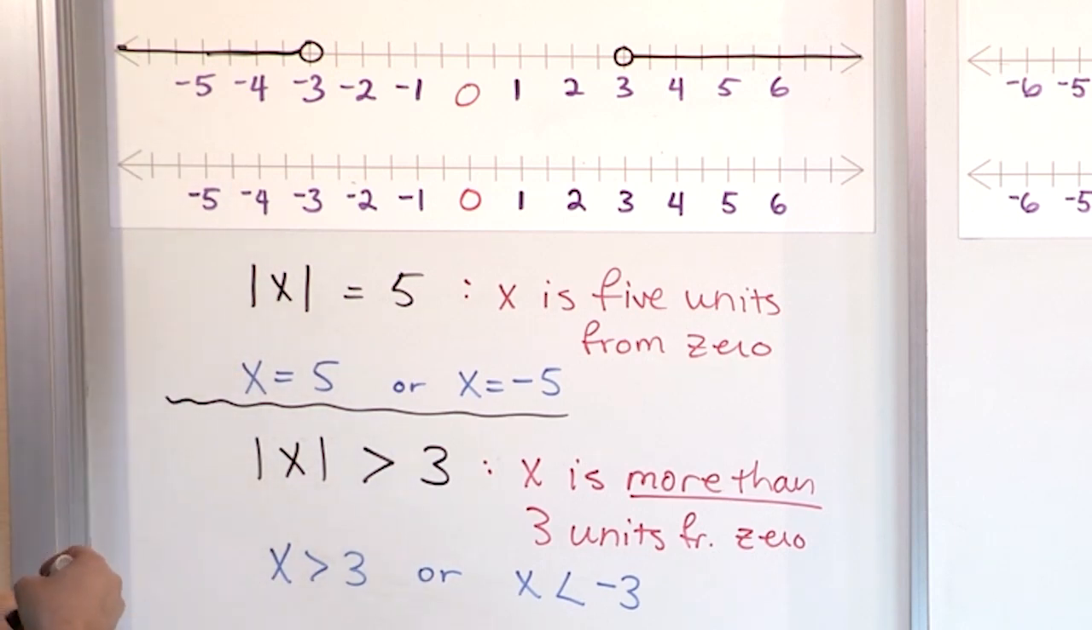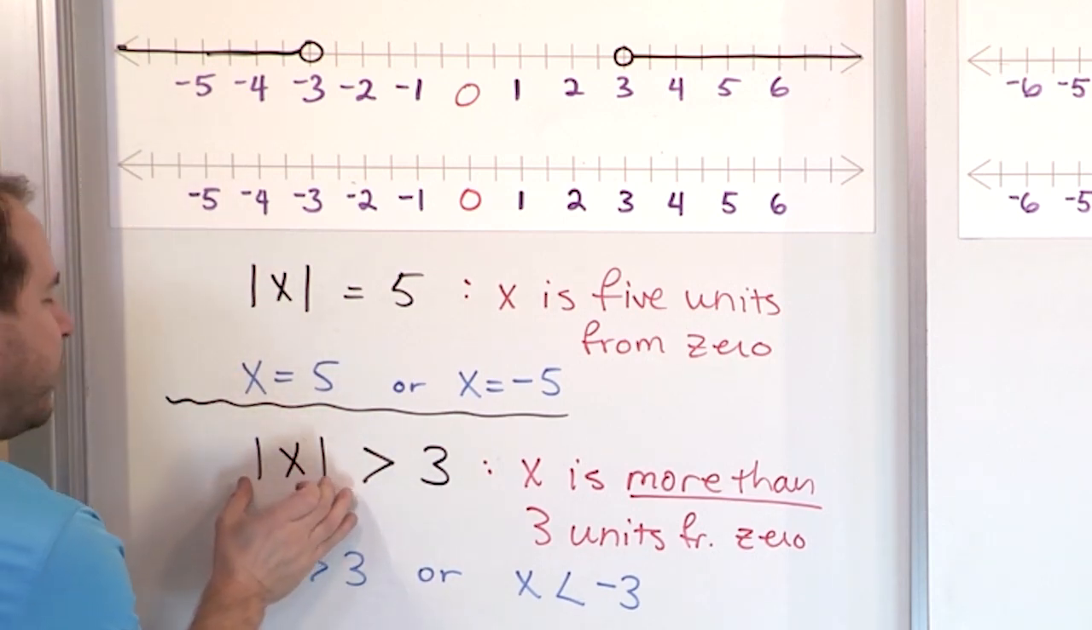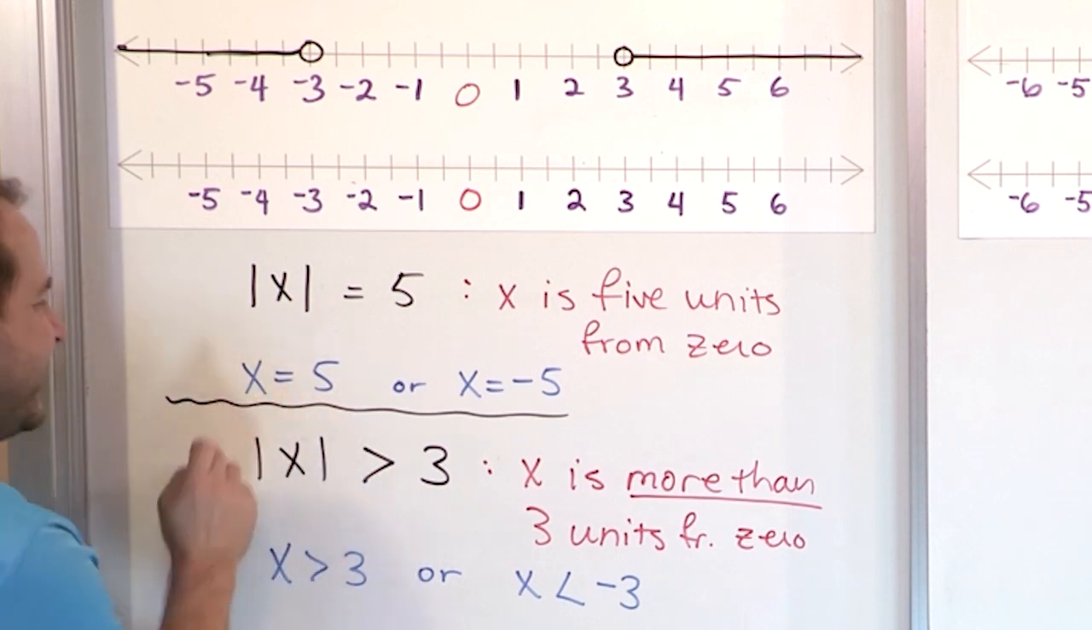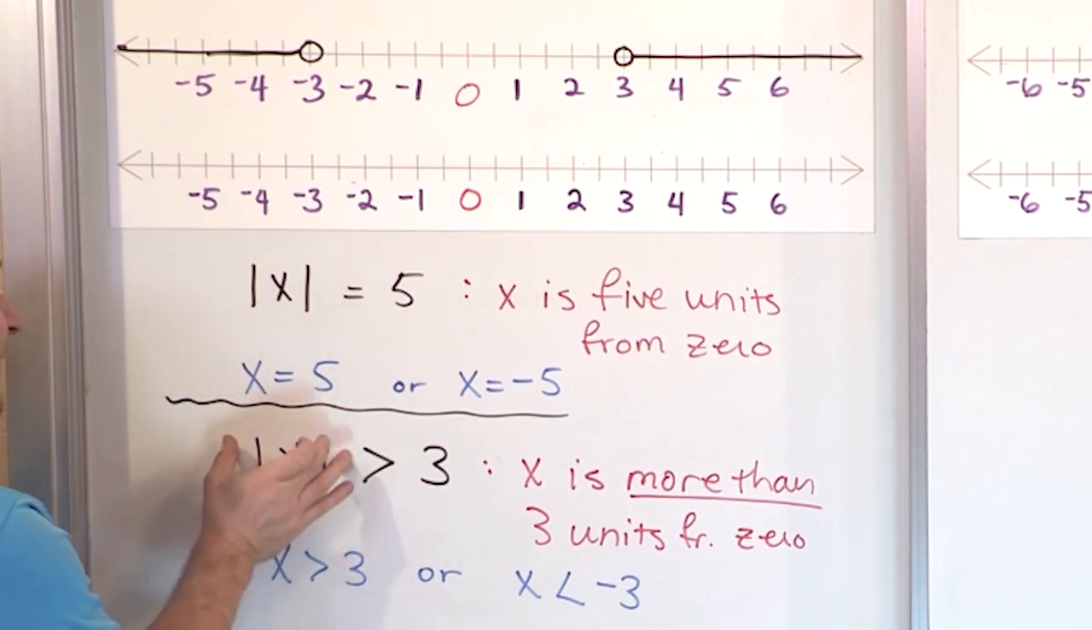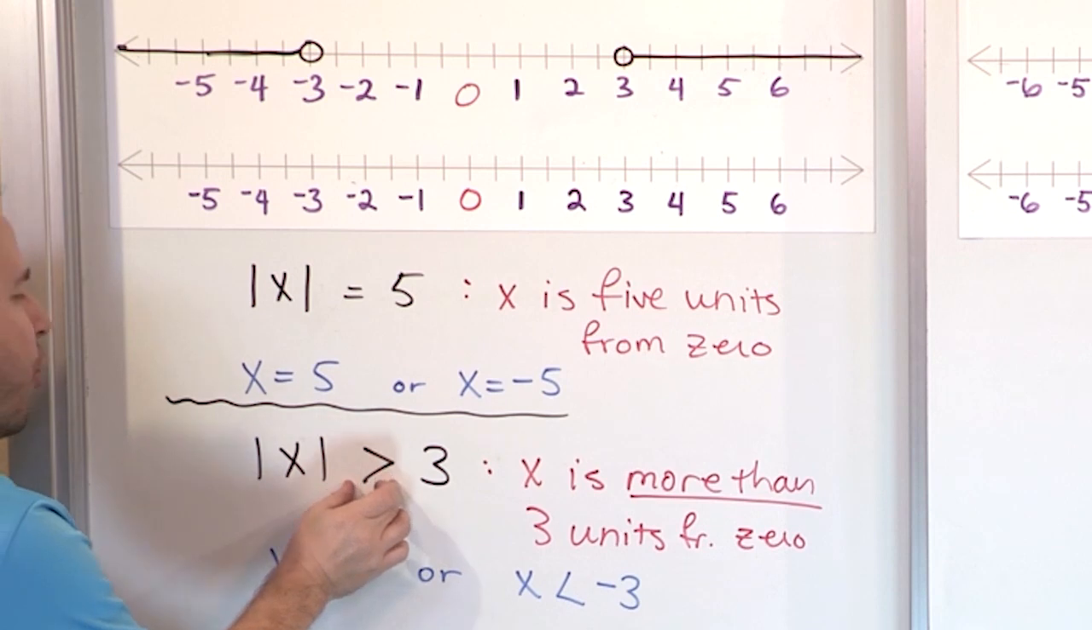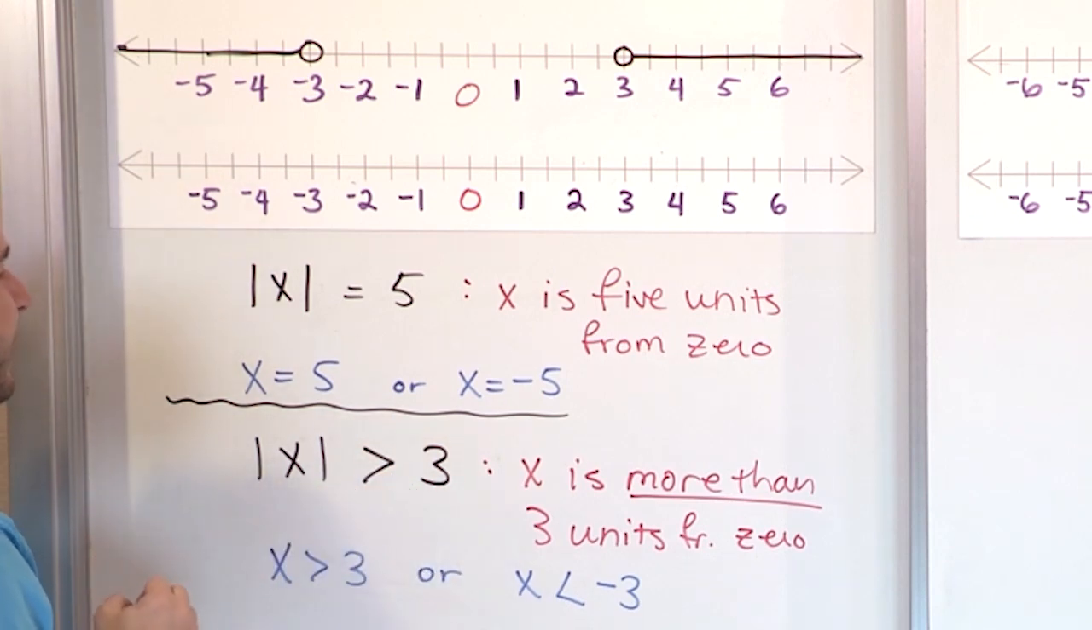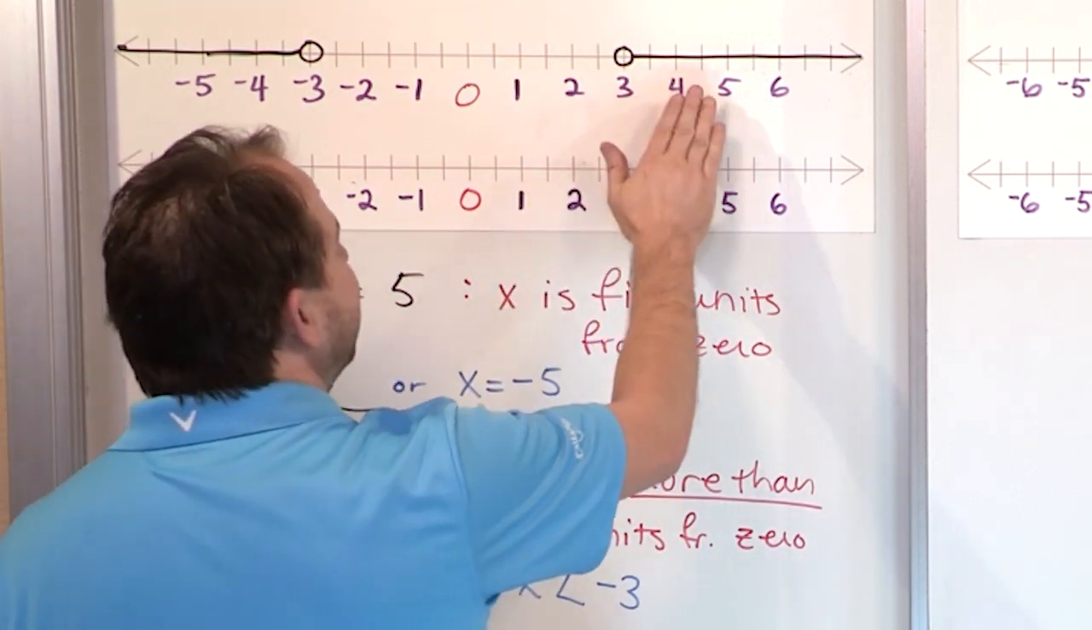All right? So because of that, remember what the original absolute value is saying: whatever x is, because its absolute value is here, it has to be more than 3 distance units away from 0. That's what it's basically saying. So we translate that to this graph.